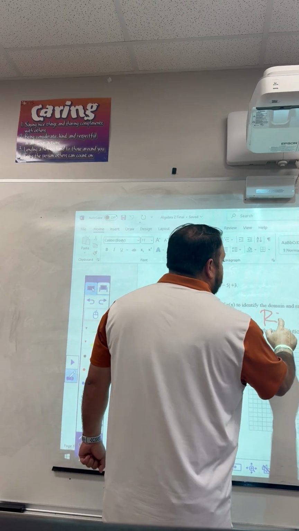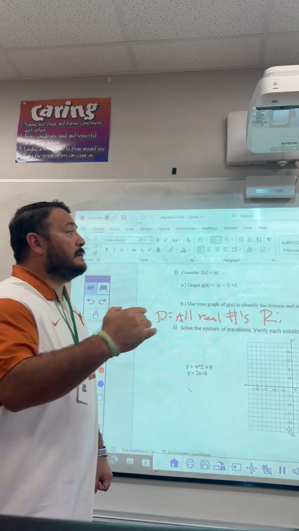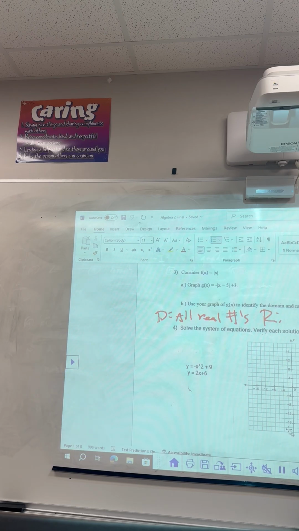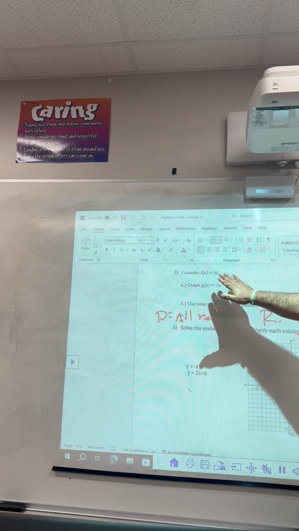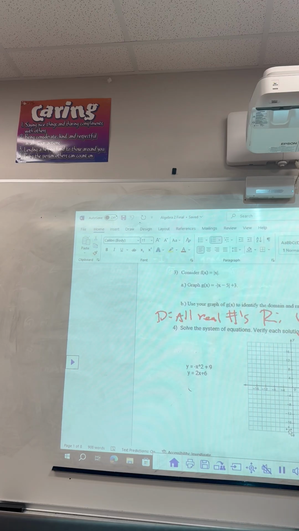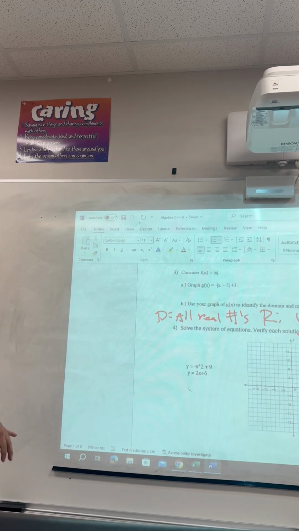For the range, it's from bottom to top. If we look at the bottom of this graph, it's got arrows going down, and it's all the way up to 3. So it's everything from 3 and below. The range would be Y is less than or equal to 3. Absolute value, main thing to remember, this will be on your test: for domain, it's all real numbers.